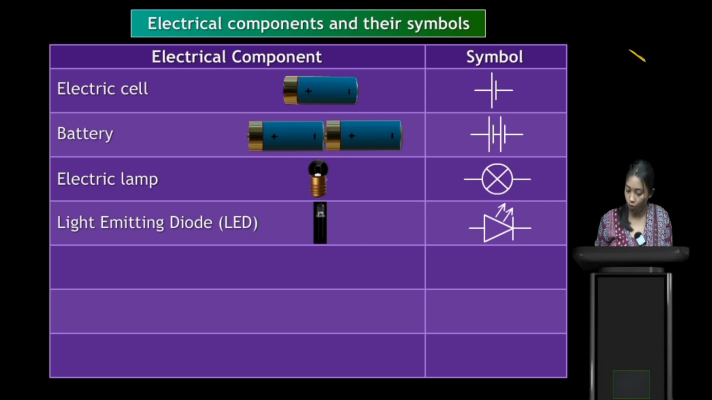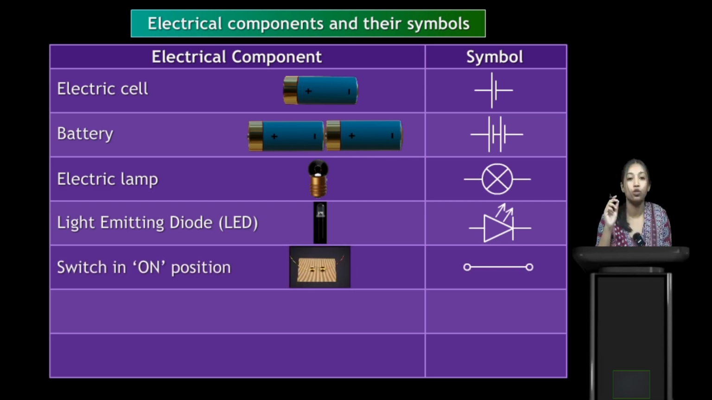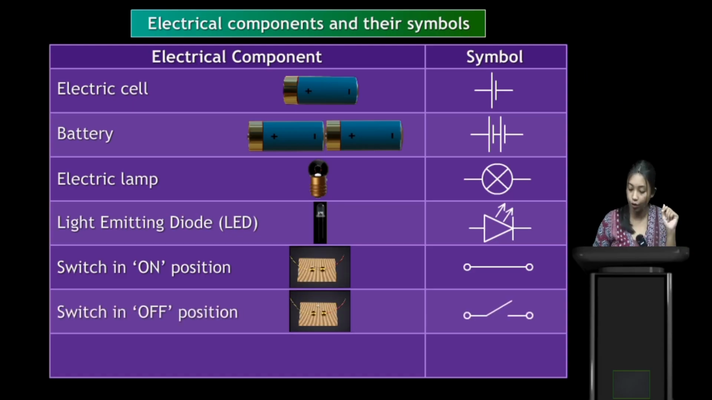After that, the switch on position will be two circles and a straight line. When it comes to the switch off position, there will be two circles and one line will be a bit lifted.